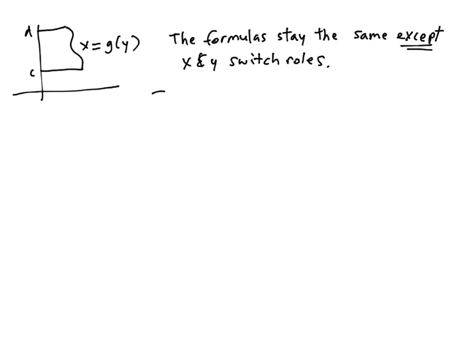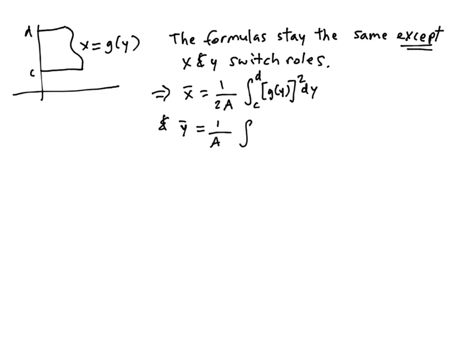So what does this mean? This means that x bar actually becomes the 1 over 2a formula, and then the integral from c to d of y times g of y dy. Oh, sorry, I did that wrong. This should be g of y squared. Let me fix that. And y bar is going to equal 1 over a times the integral from c to d of y g of y dy.